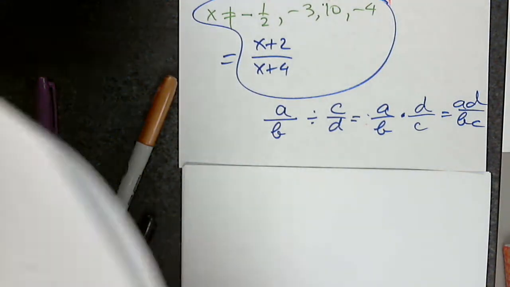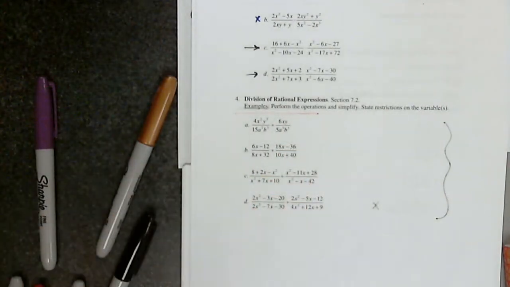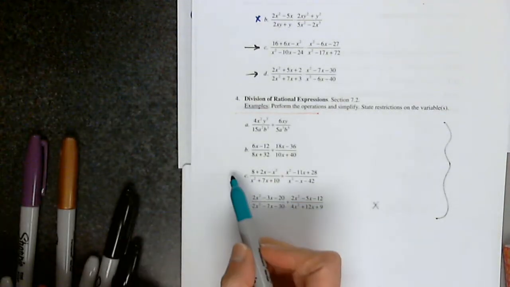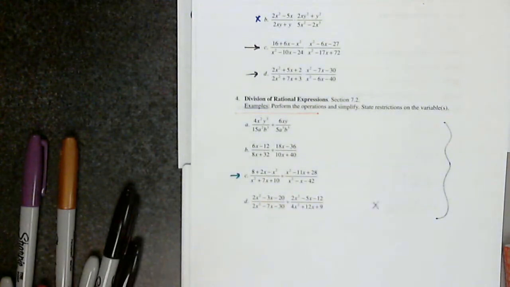So let's choose. We have 4 examples, and we leave a couple, and we'll do a couple. You choose. Okay, I'll choose definitely C, and you choose another one.